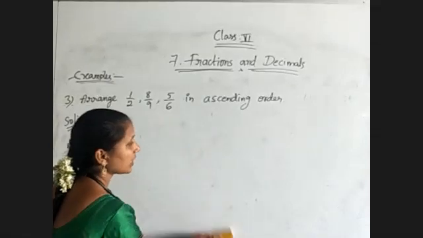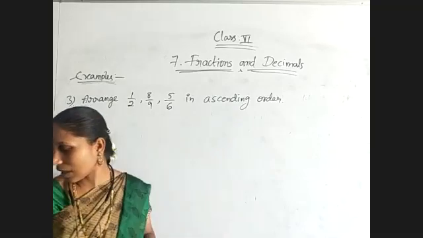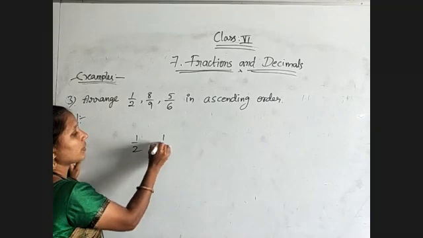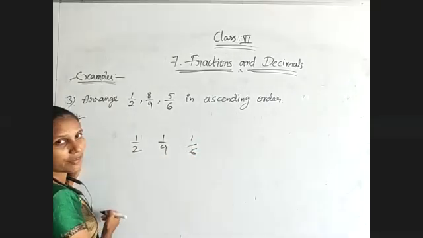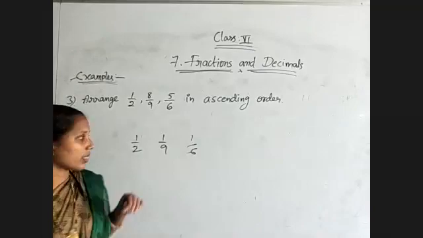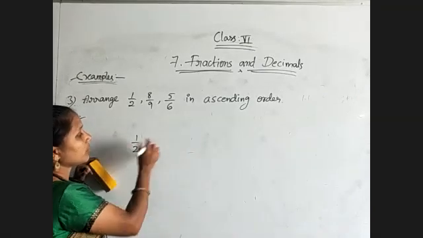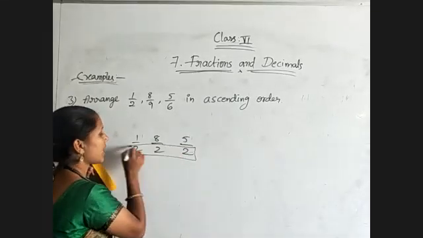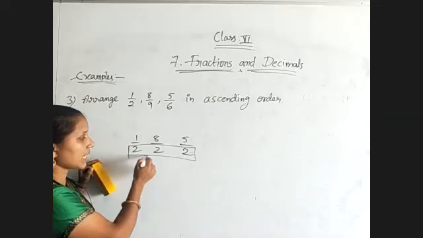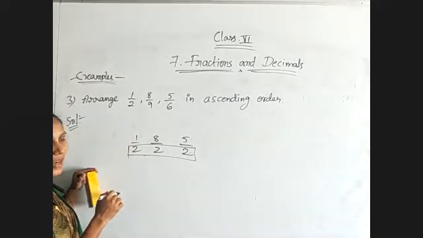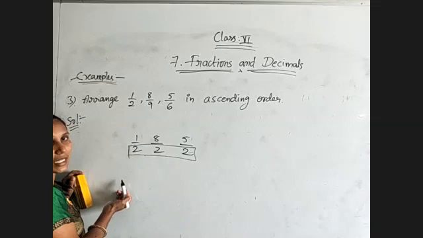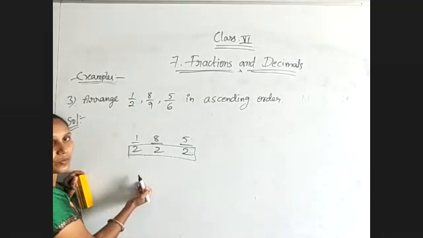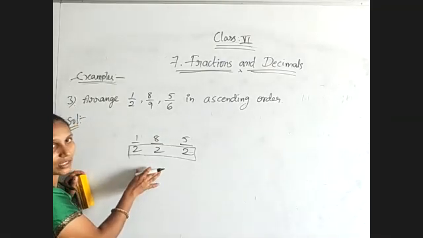If they are given directly as like fractions, there is no confusion. Directly we will write. Suppose like fractions are given: 1/2, 8/2, 5/2. Observe all these fractions have denominator 2 only. That means they are like fractions. In case of like fractions, we can directly arrange them in ascending order by just checking their numerators. So here the denominator is equal to 2 for every fraction.